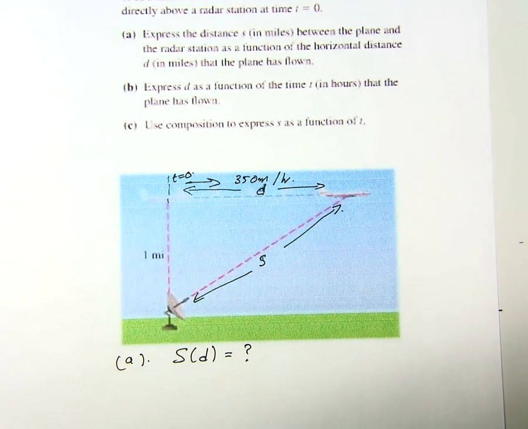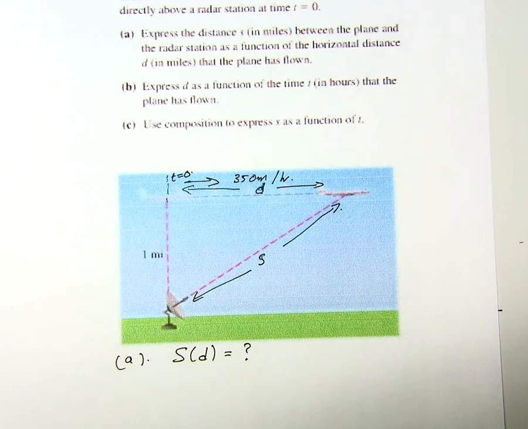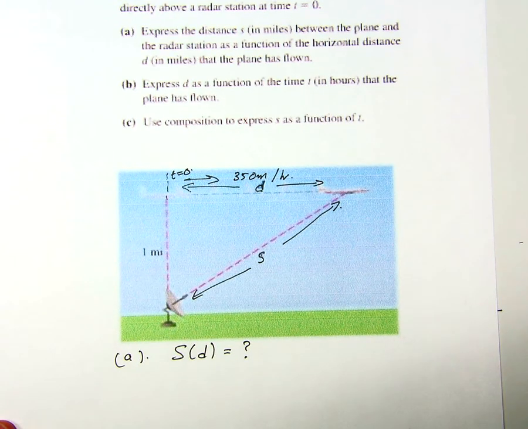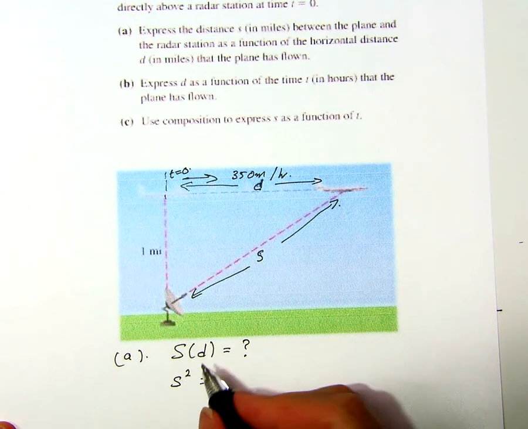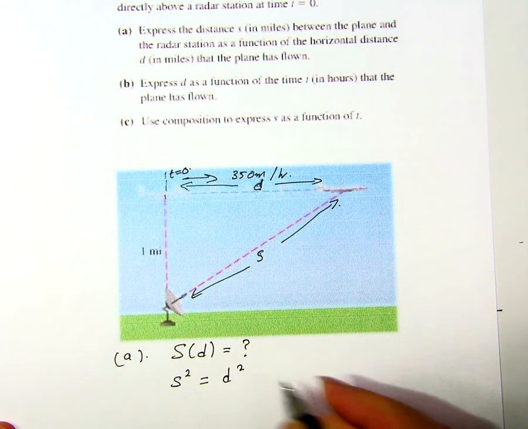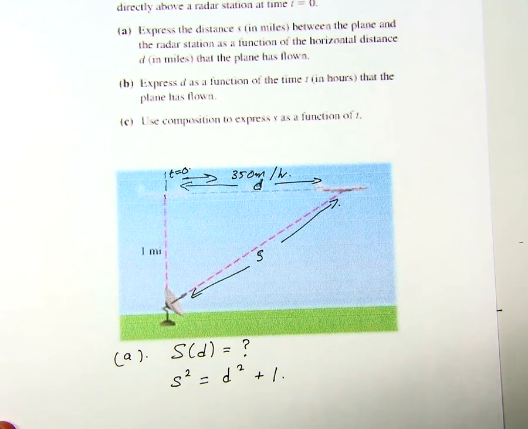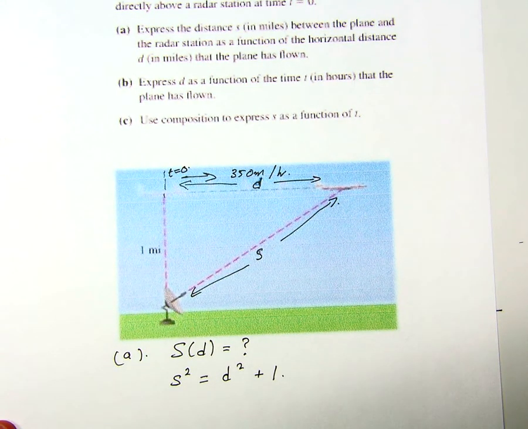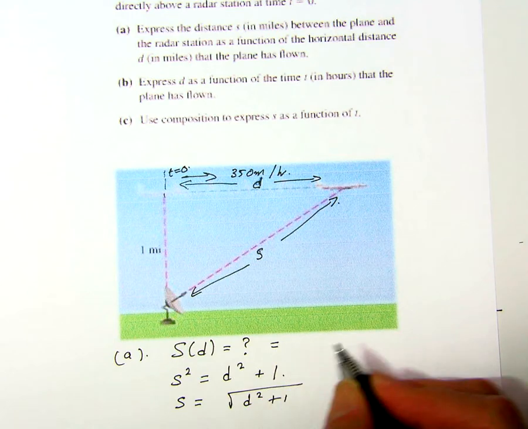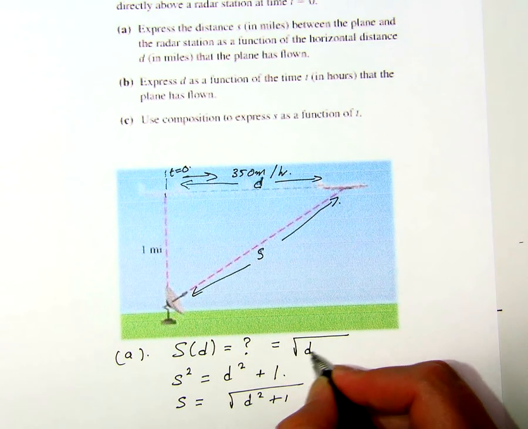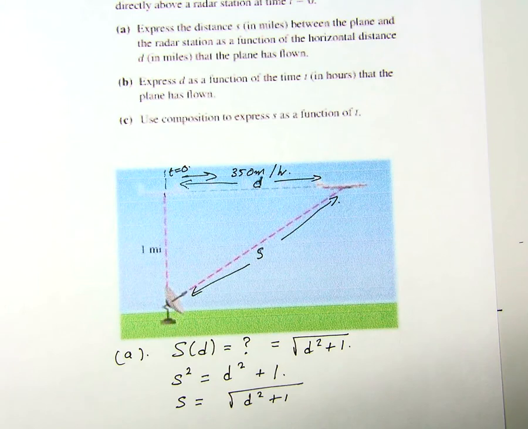Well, we know s and d are related. They're sides of a right-angled triangle. So we have an expression, thanks to Pythagoras, that s squared is the sum of the squares of the other two sides, so it's d squared plus 1. And now s is positive because it's a distance, so s is the positive square root of d squared plus 1. So this gives me an expression for s in terms of d, where we see s is a function of d, and the formula is given by the square root of d squared plus 1.